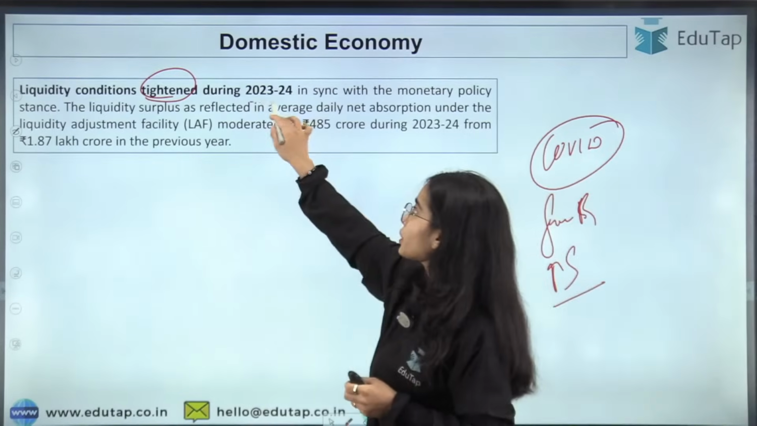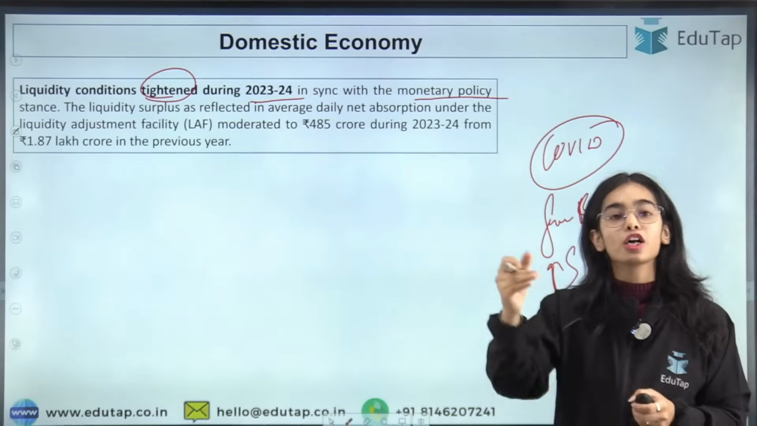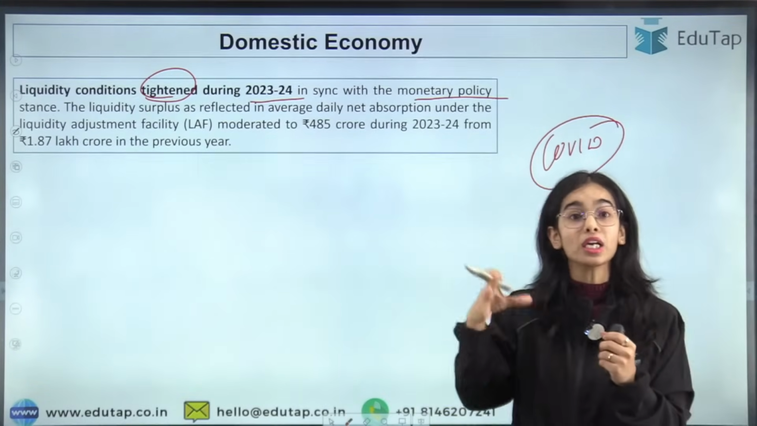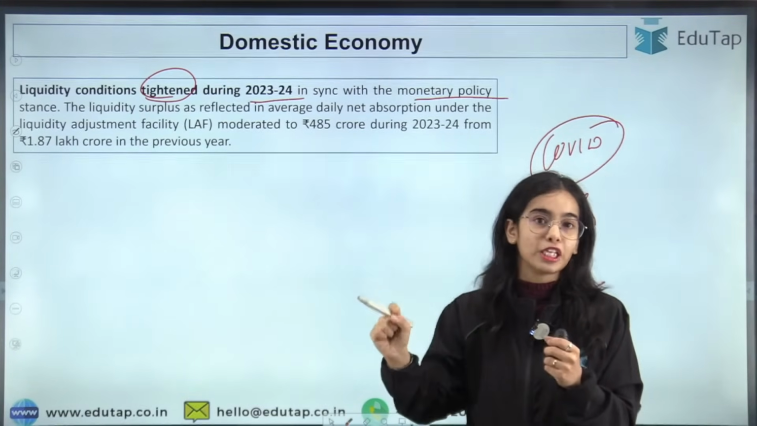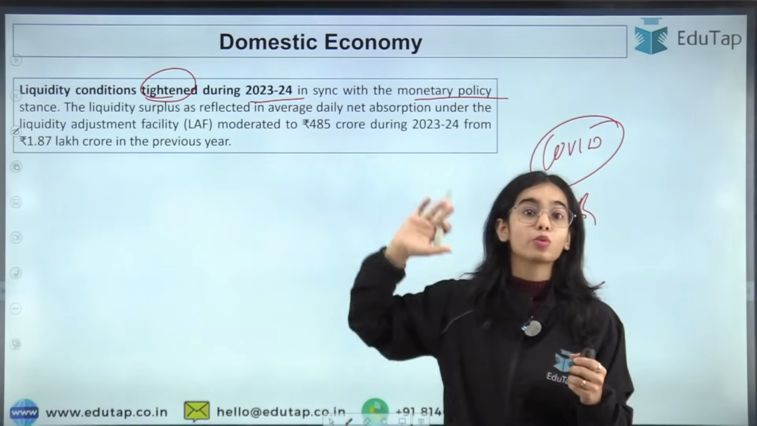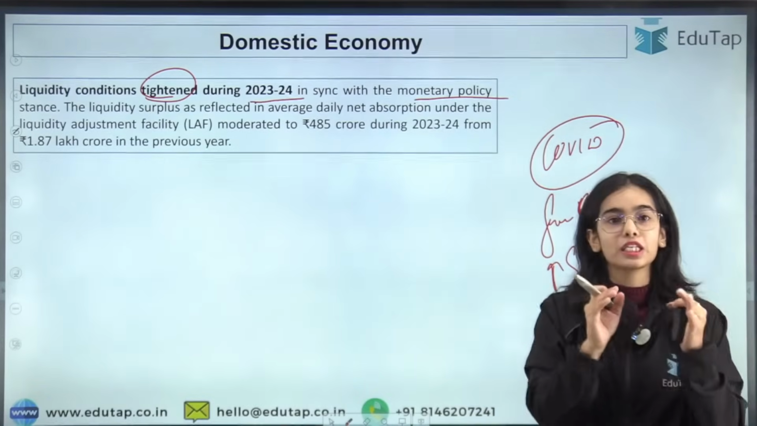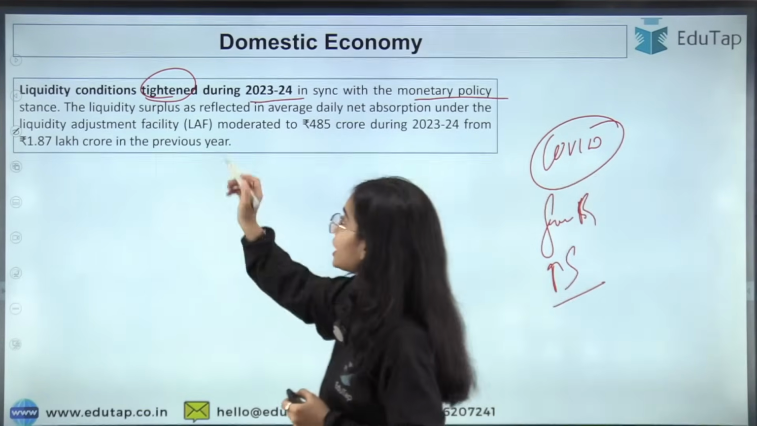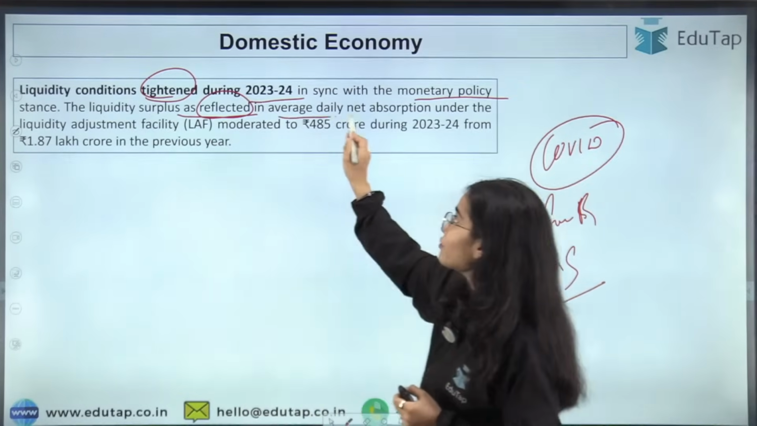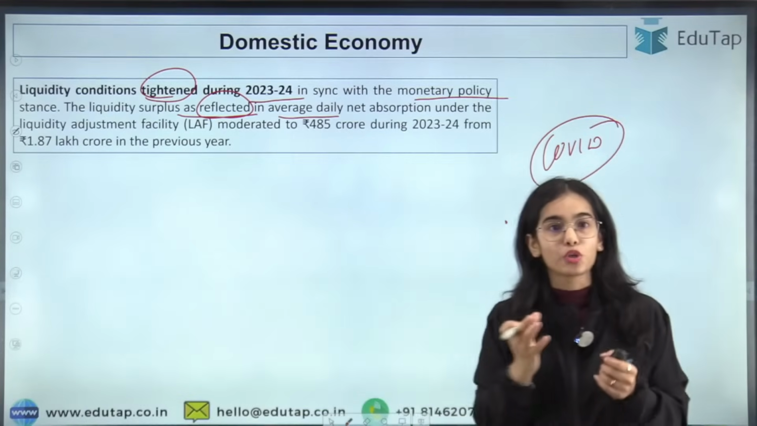Okay. During 2023-24, in sync with the monetary policy stance of withdrawal of accommodation, we are looking after strict control of inflation. We want our inflation to be around 4%, not around 6%. That's why the liquidity conditions have to be tightened. Okay, liquidity surplus as reflected in average daily net absorption. So liquidity surplus was being absorbed.